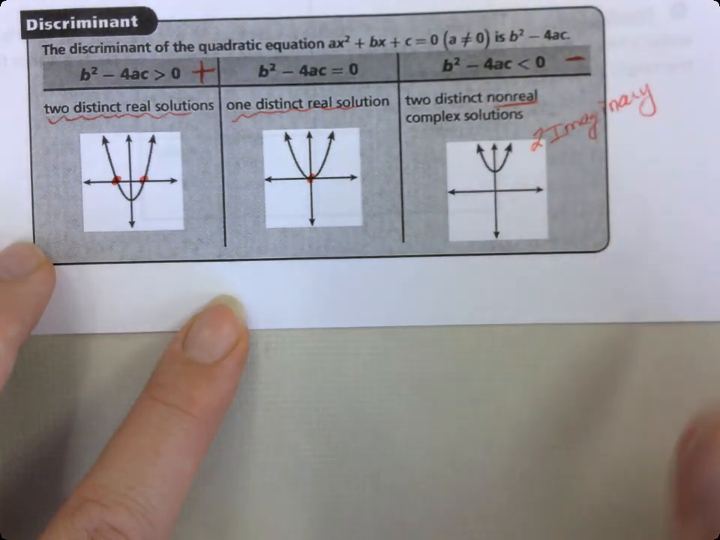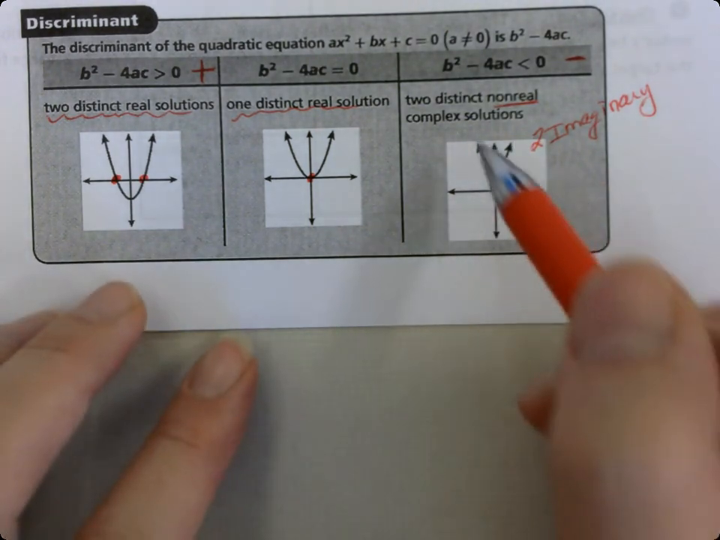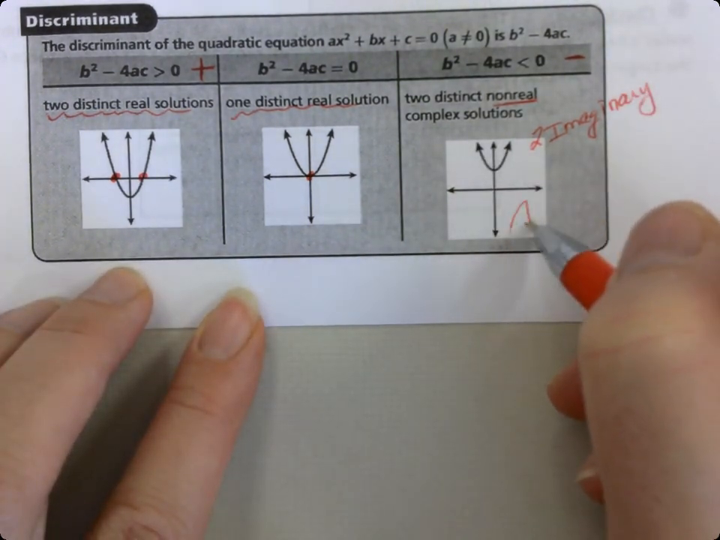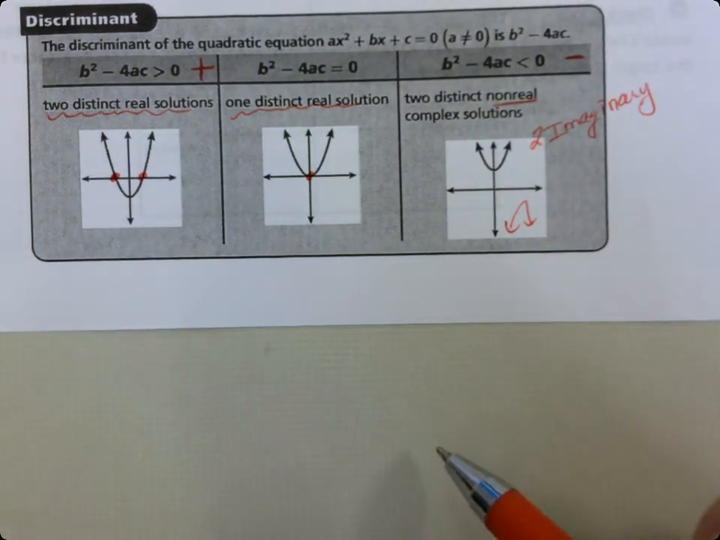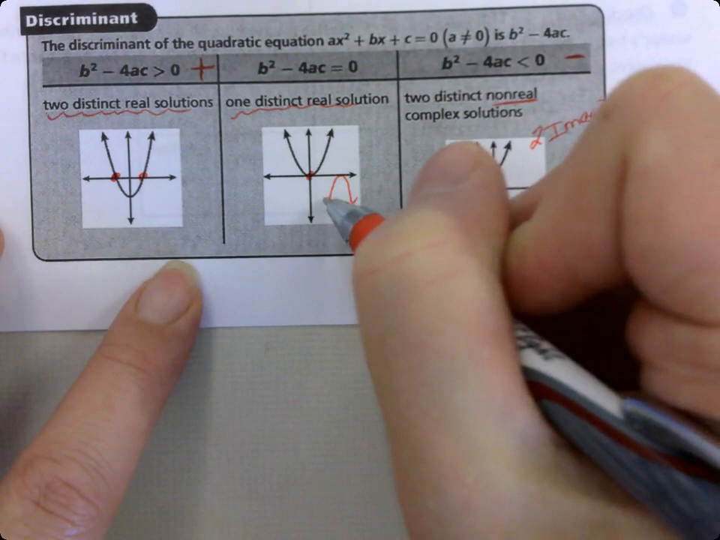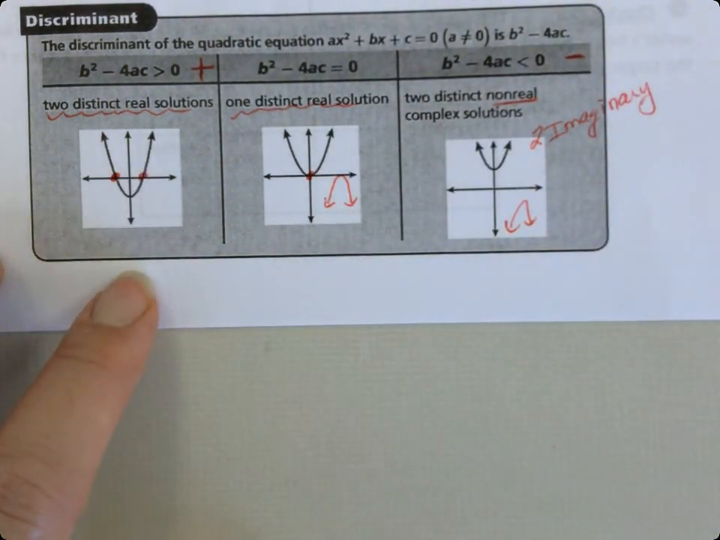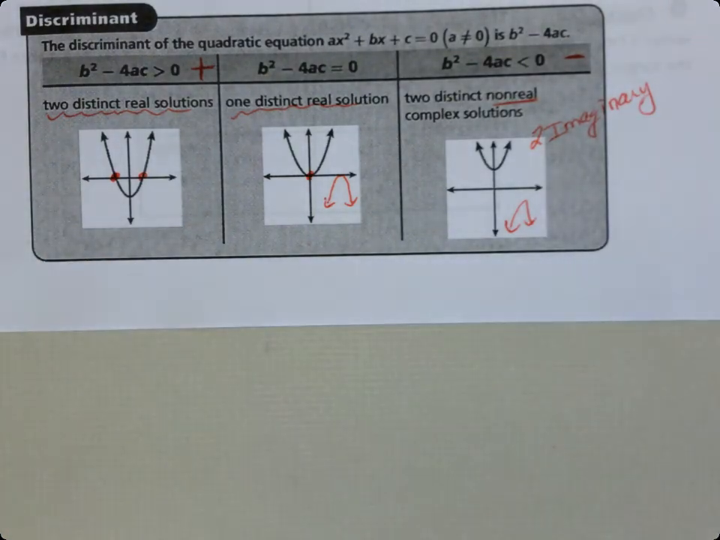So if you think about this, if your quadratic never crosses the x-axis, whether it's up here or it's down here, that's when I have those imaginary solutions. If your quadratic just bounces off on the vertex, that's when I have one solution. Okay, now I'm going to take this one step further.